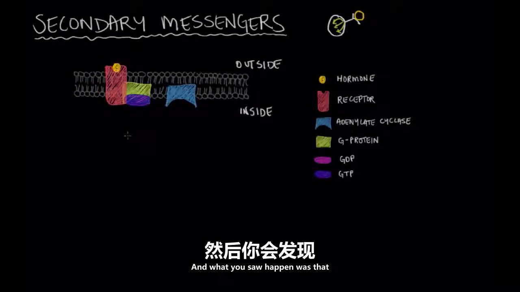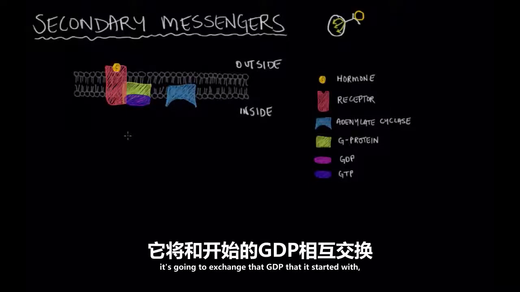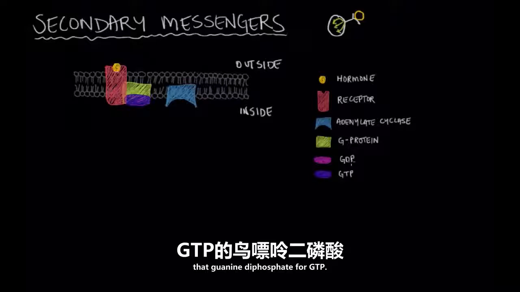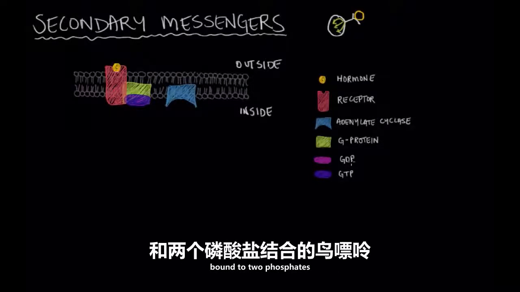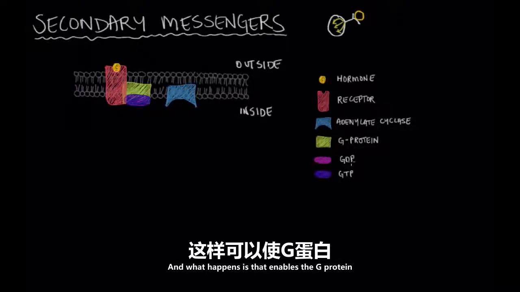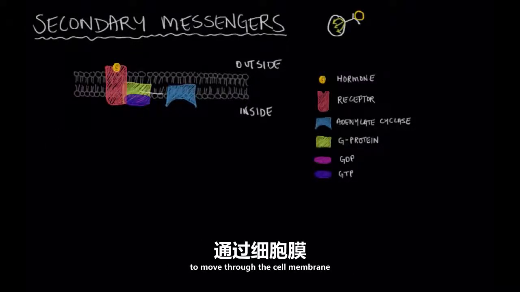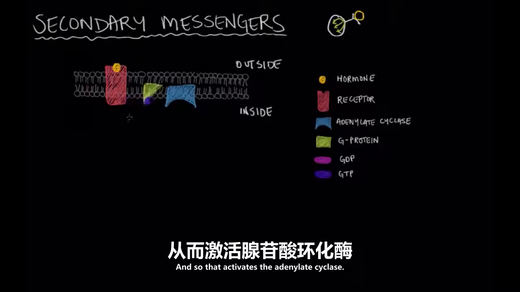And what you saw happen was that as the G protein interacts with the receptor and hormone complex, it's going to exchange that GDP that it started with, that guanine diphosphate, for GTP. So essentially it's exchanging a guanine bound to 2 phosphates for a guanine bound to 3 phosphates. And what happens is that enables the G protein to move through the cell membrane and interact with adenylate cyclase. And so that activates the adenylate cyclase.